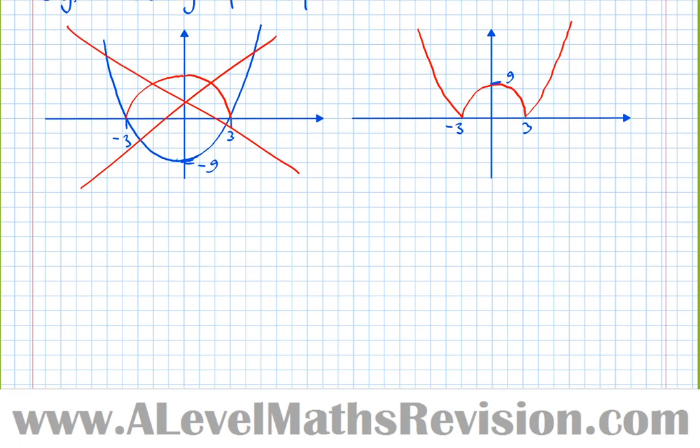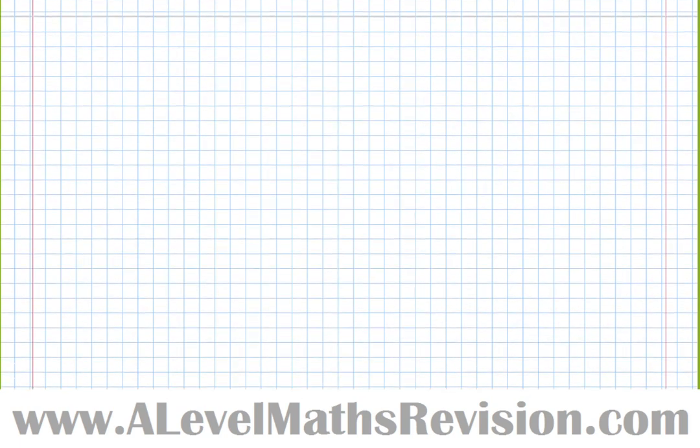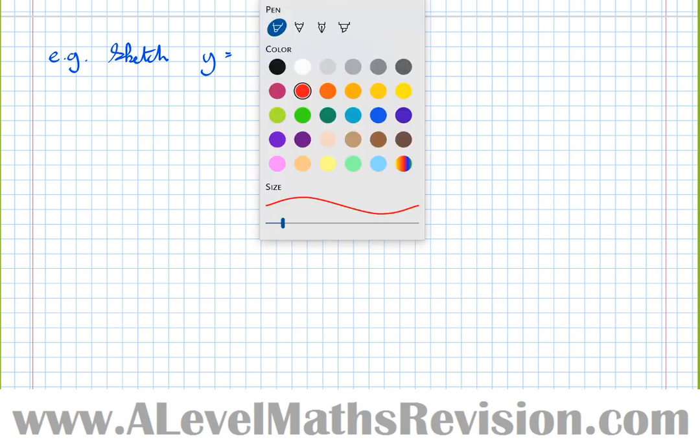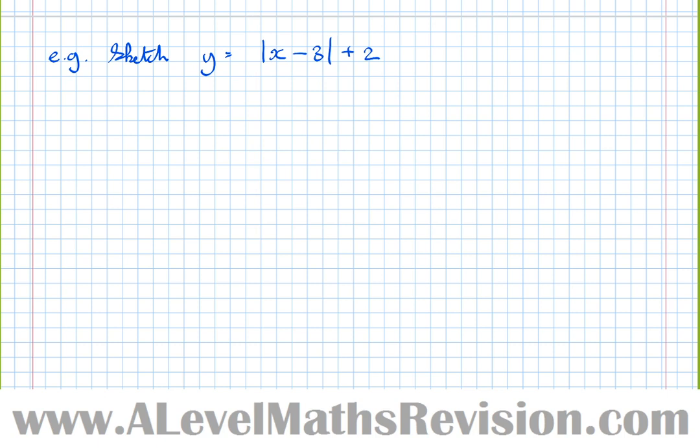So let's try a more difficult one now. Let's say, e.g., sketch y equals mod of x minus 3 plus 2. Now I think this is going to take multiple rough graphs because I think this is a multi-stage process. So let's have a look at what we do when there's multiple transformations done.